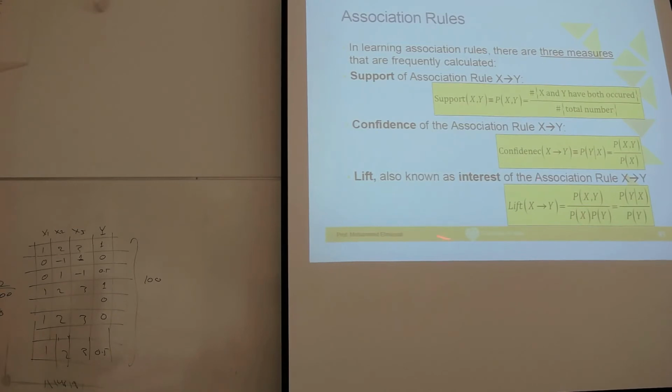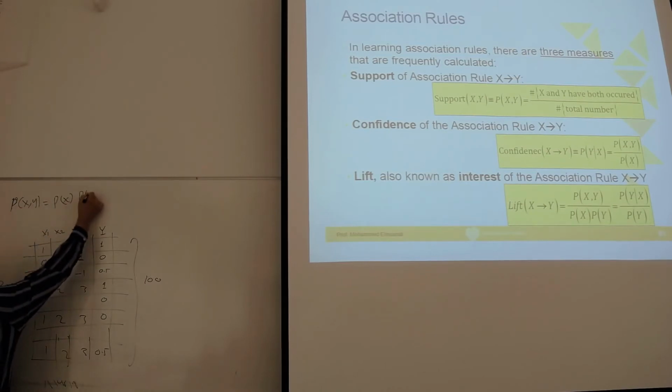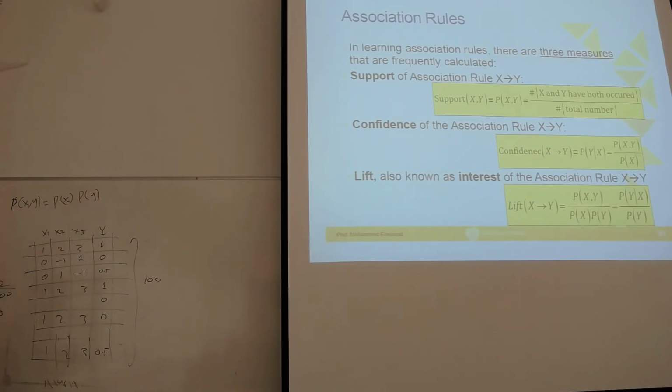The final thing is the lift, also known as the interest. The interest of the association is given by the probability of X and Y divided by the probability of X times the probability of Y. We know that if X and Y are independent, the probability of X and Y will be the probability of X times the probability of Y. So if they are independent, when you divide them, you will get 1.